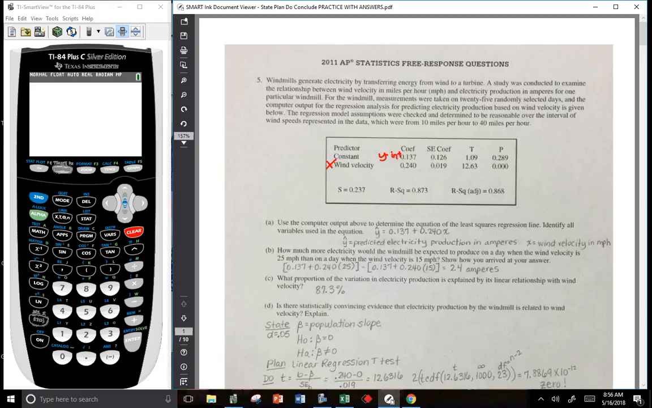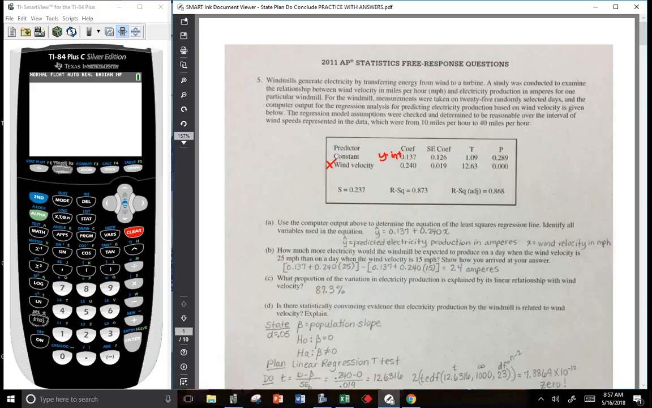For the windmill, measurements were taken on 25 randomly selected days. That's our sample size. Sample size is 25. What's weird about linear regression stuff when we're doing degrees of freedom? You have to subtract 2 from your sample size. So anything we do with degrees of freedom on this one is going to be 23 degrees of freedom. You get me? 25 sample size. So only for linear regression, we take the sample size minus 2 for the degrees of freedom.